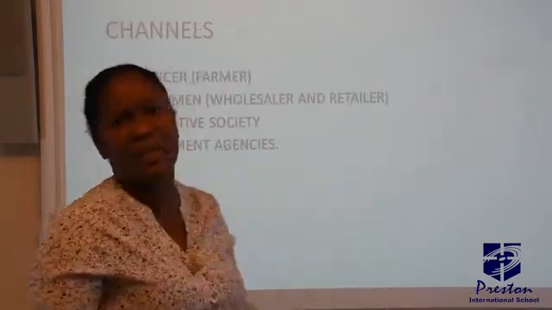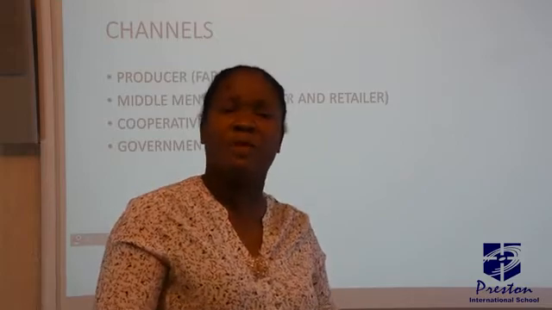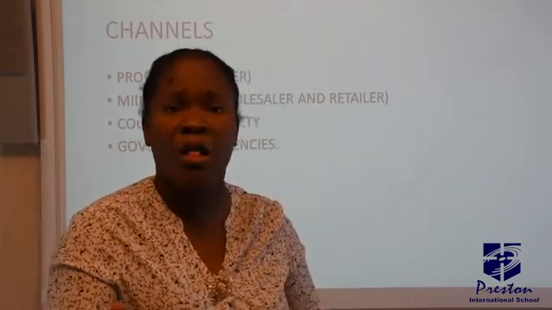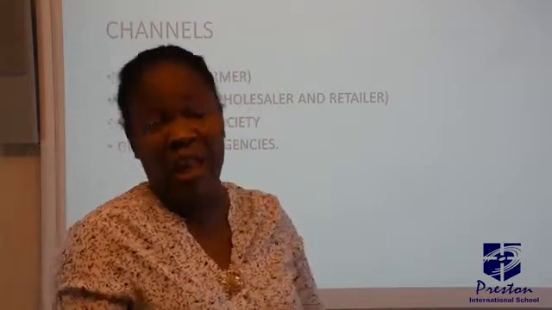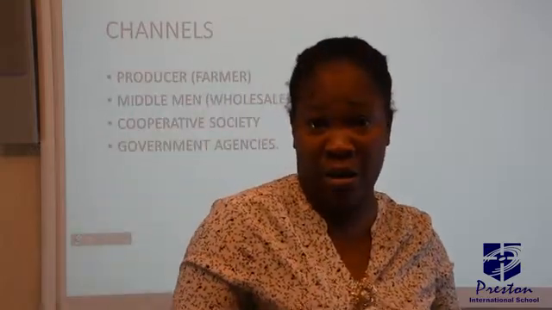Now, the next one, let's look at the channels: the movement of this farm produce to the final consumer. The first one is the producer, the farmer. Let's start with farm gate price or farm gate market from the farmer, that's the producer, then to the middlemen. Now, who are the middlemen? The wholesalers and the retailers.